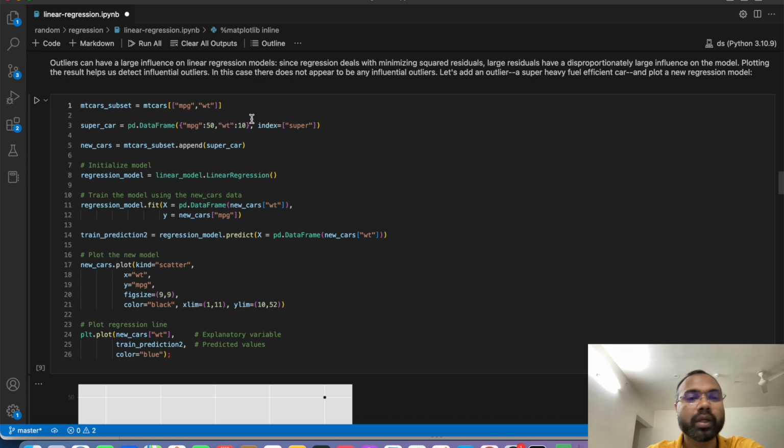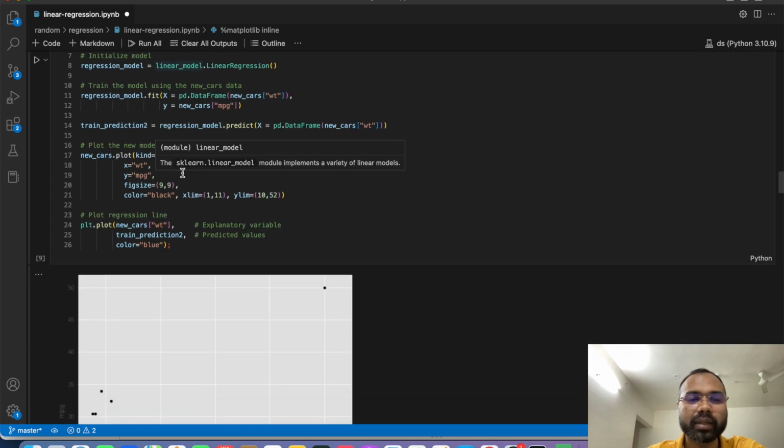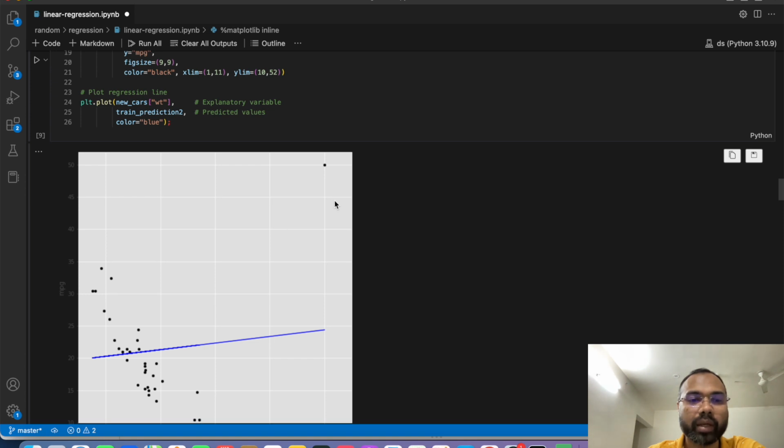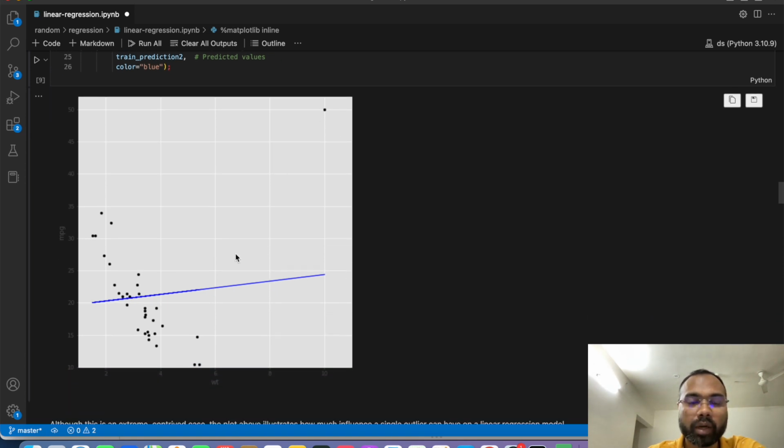So what we'll do is create one outlier where miles per gallon is 50 and weight is 10. It does not make much sense for the weight to be 10 where the miles per gallon would be so high, right? But we are just creating this data to bring an outlier into it.